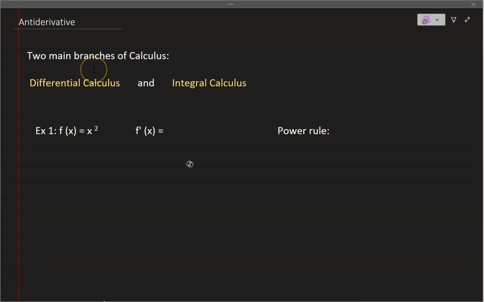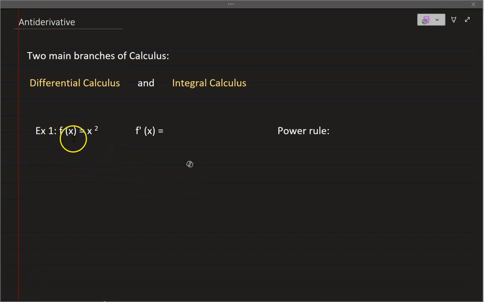But there's another branch of calculus called the integral calculus, and that has its own utility that is very, very important, especially when it comes to area under the curve of any functions. All right. Now, to start the concept of integral calculus, we need to understand the concept of antiderivative first. Okay. Now, what does that mean? Well, let's do a quick review.